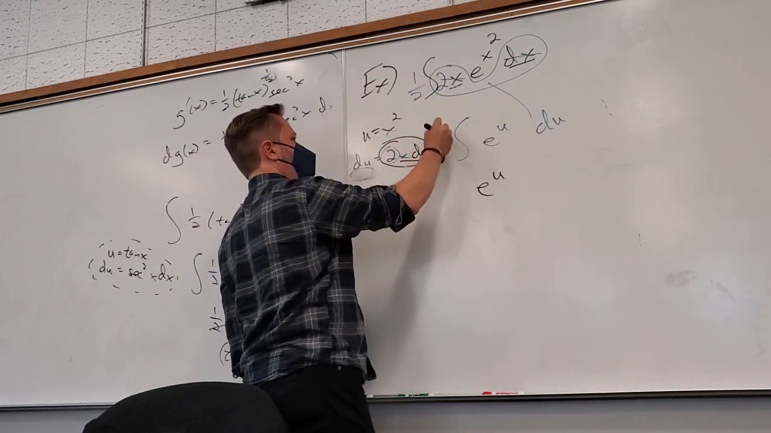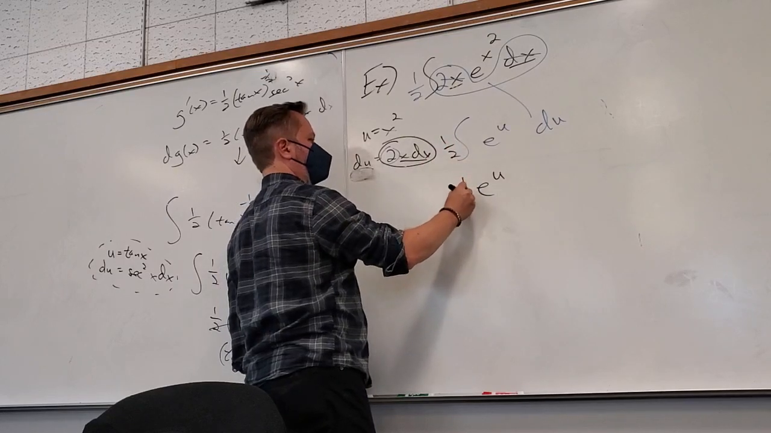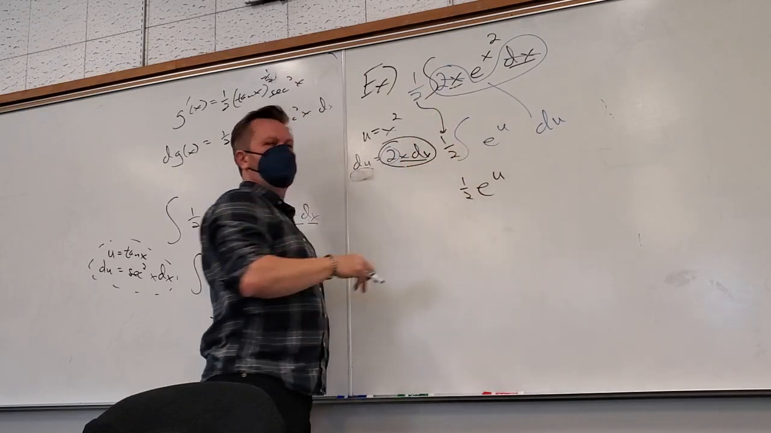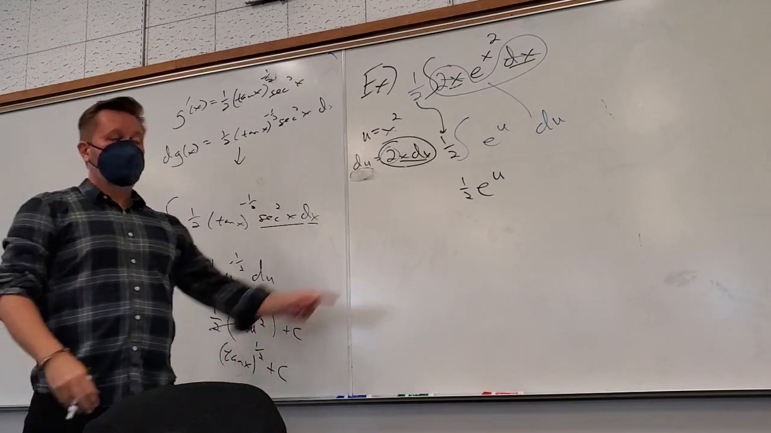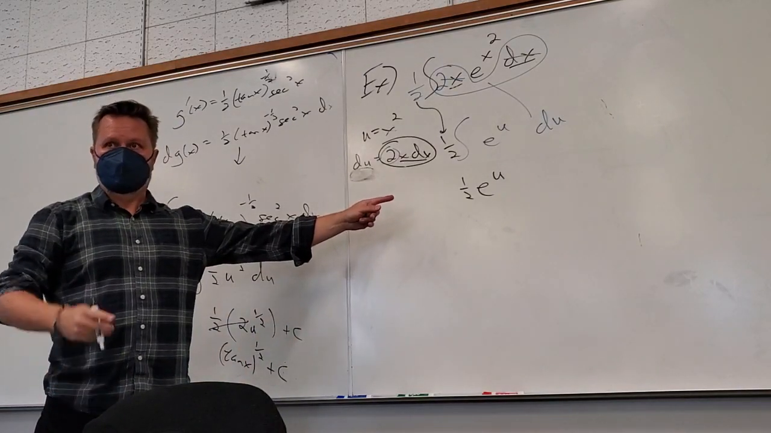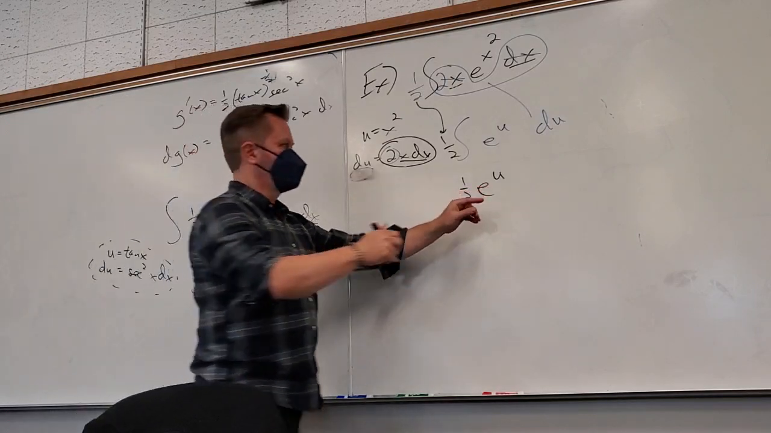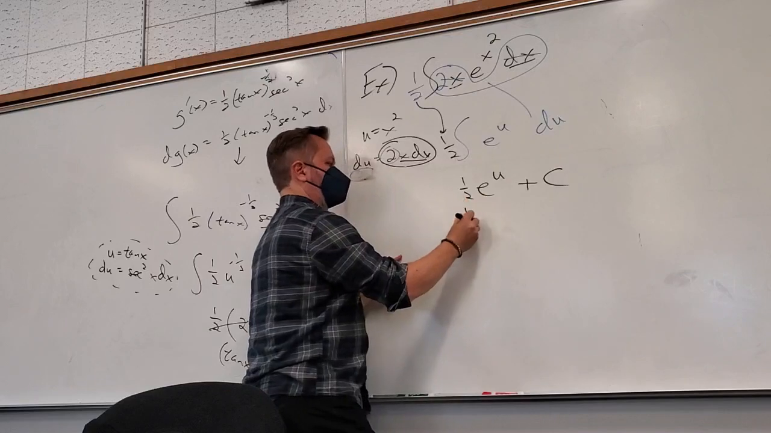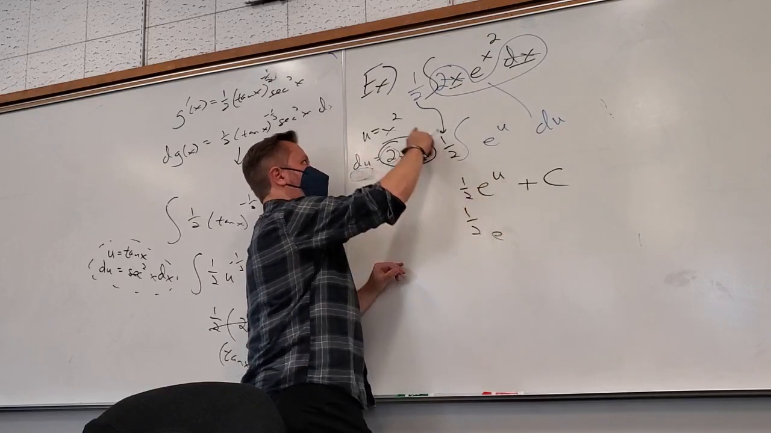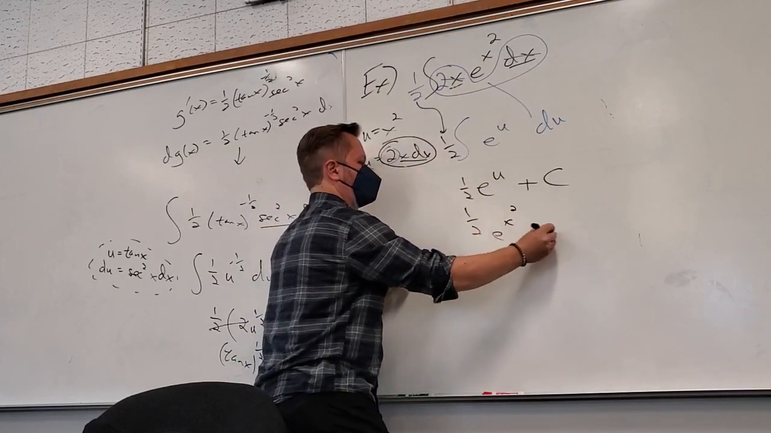I left out my 1/2, of course I did. That still has to be there. That's a part of the problem now. One half e to the u plus c. And then, so 1/2 e to the x squared plus c.